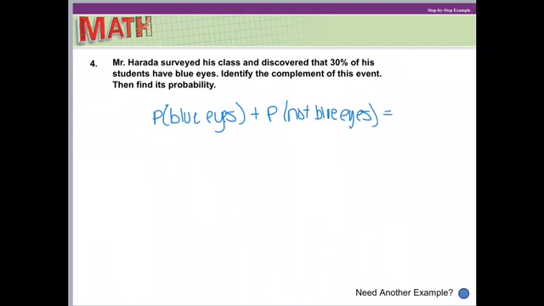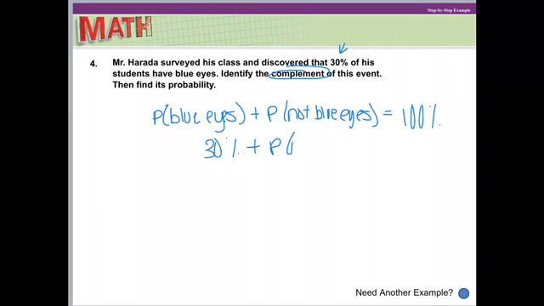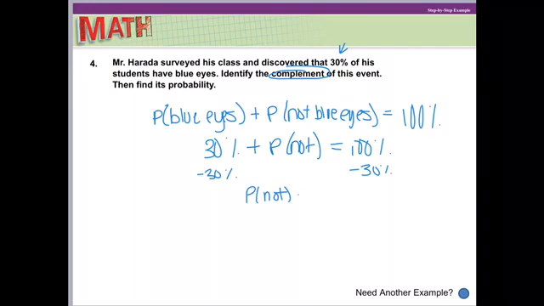and since these are complementary events, we know that these two are going to equal 1, or in this case, since we have a percent, it's going to equal 100%. Because 100% of the time, either someone's going to have blue eyes or someone's not going to have blue eyes. Those are the two options. So we know that the probability of blue eyes is 30% plus the probability of not blue eyes equals 100%. And then we would subtract 30% from both sides. So the probability of not having blue eyes equals 70%. And if we were to write that as a fraction, it would be 7 over 10, or 0.7.